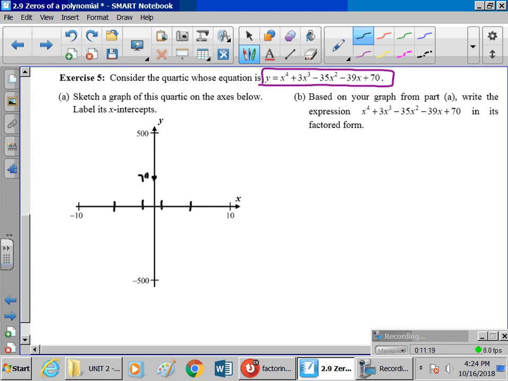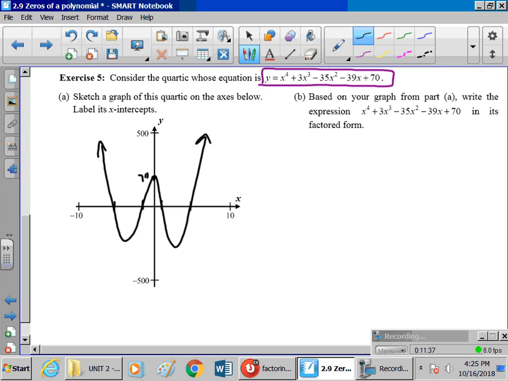So this one looks like a W as well. So it looks something like this. Again, you're going to get this all off your calculator. And this is based on your graph in part A. Write the expression in its factored form.